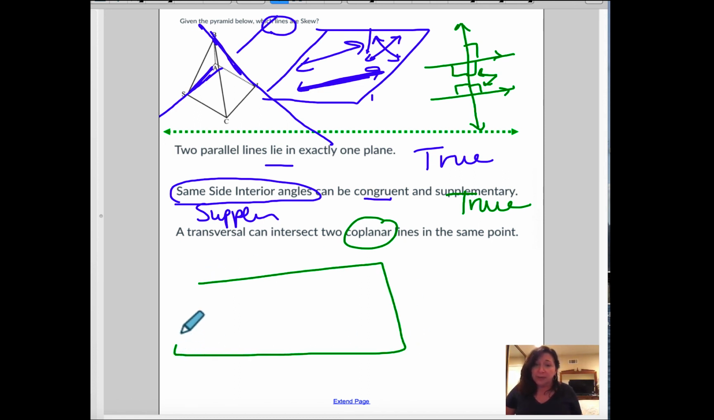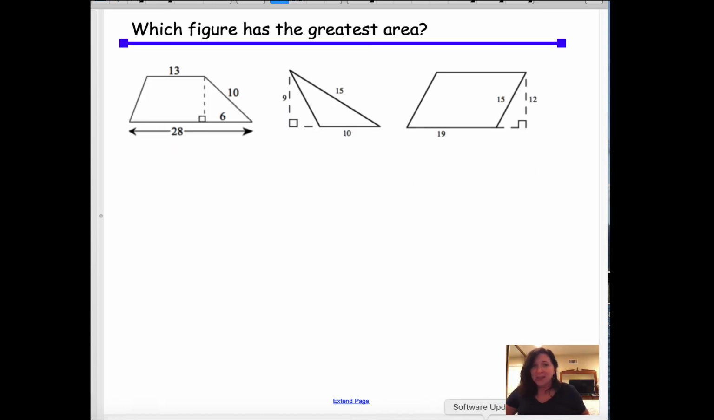So let's say I have a big plane, and I've got two lines and my transversal intersecting the two lines at the same point. I'm going to say there's my two lines, and my two lines are already intersecting. So yeah, they can intersect at the same point. Yes, if it's drawn like that. Now, it can't intersect them if they're parallel, right? Okay. And last question, actually.